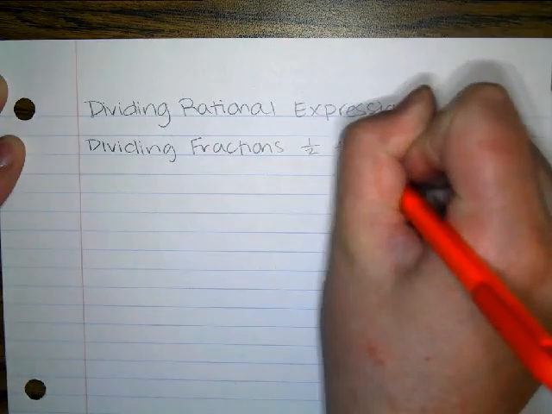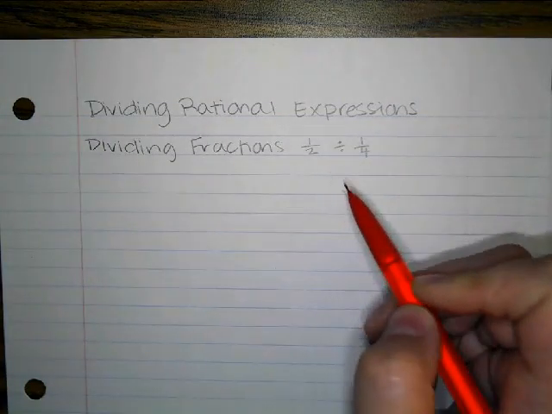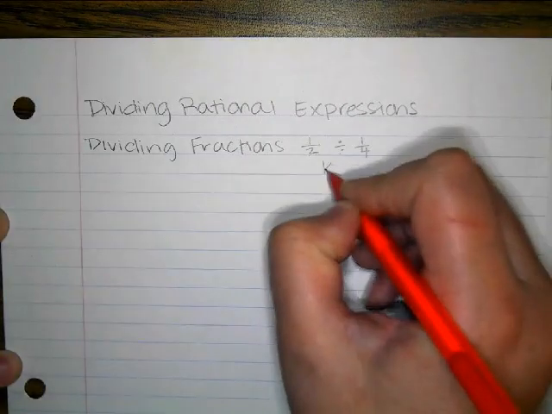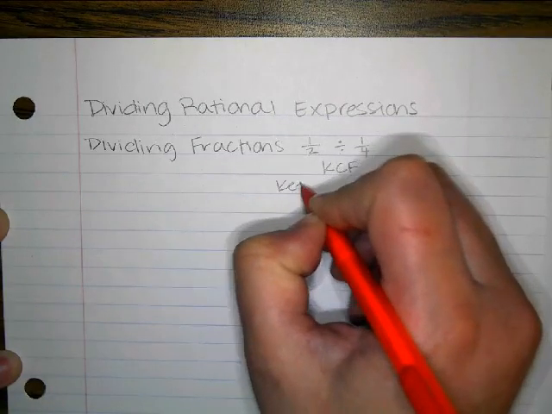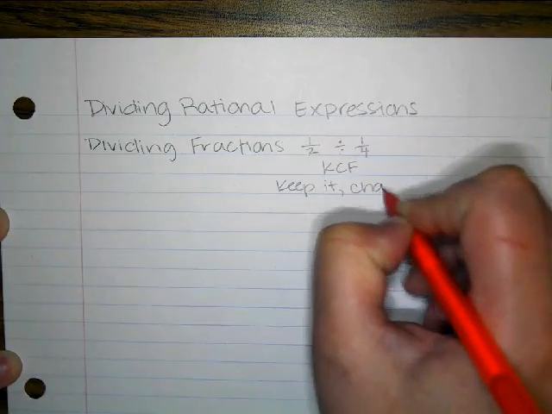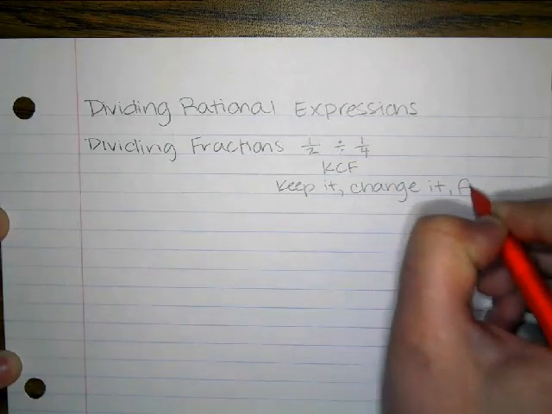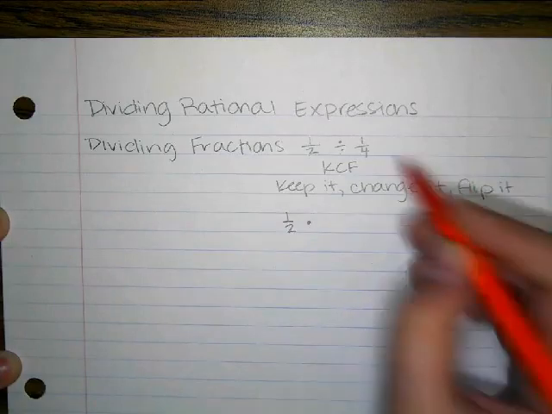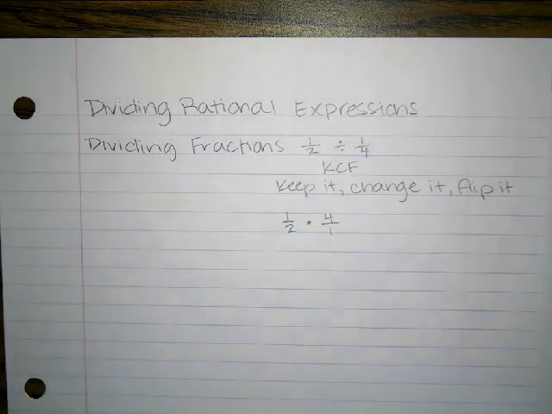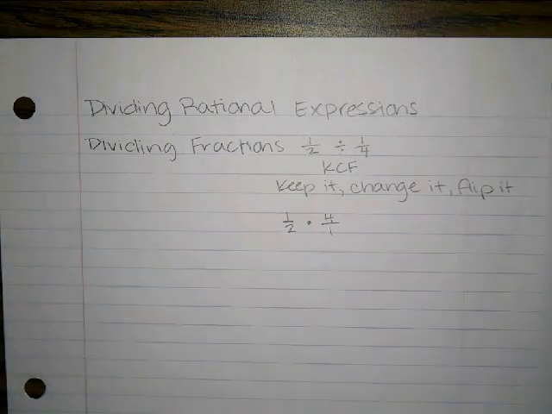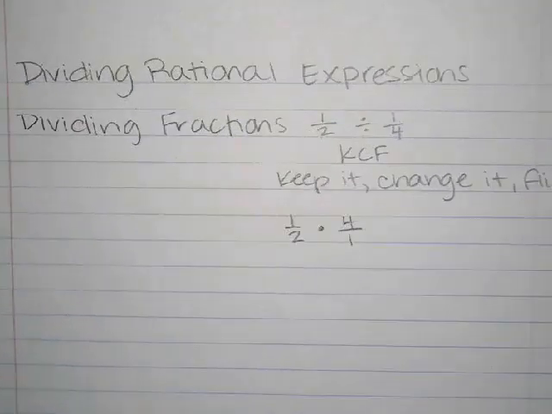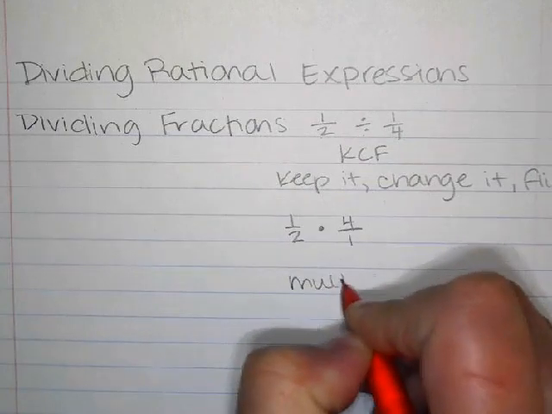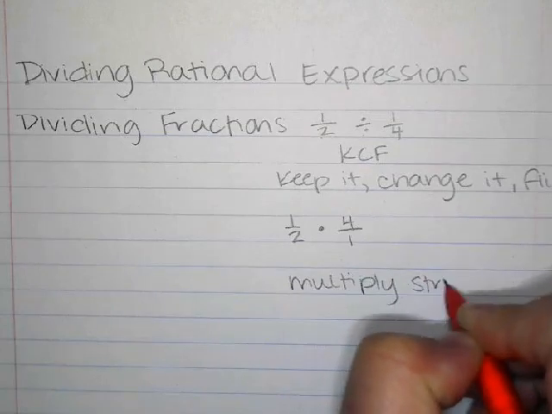divided by 1/4, the way that we would do this problem is we would do keep it, change it, flip it. We would keep the 1/2 the same, we would change it to a multiplication problem, and then we would flip the 1/4 into 4/1. And then once we did that, now it's exactly like the problems from yesterday. At this point, we are just multiplying the two fractions together. So now, once we're multiplying two fractions together, we just remember that from yesterday, we multiply straight across.